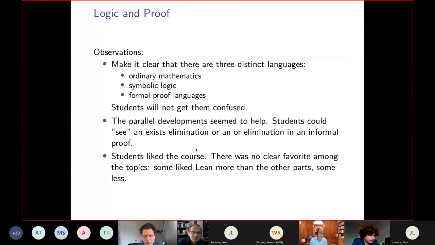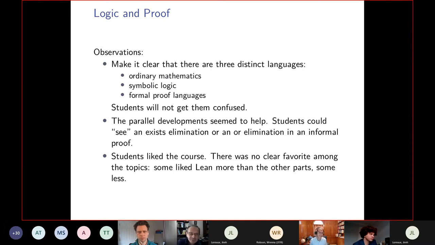Okay. So for teaching that class, we want to make it clear that there are three distinct languages. You're teaching them mathematics on the one hand, symbolic logic on the other, and then, on the third hand, you're teaching them formal proof. But students are pretty good about that. They don't get the different languages confused, and somehow doing them all in parallel, it's kind of synergistic. It seems to be synergistic, right?